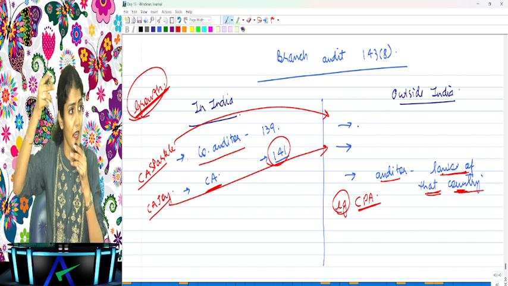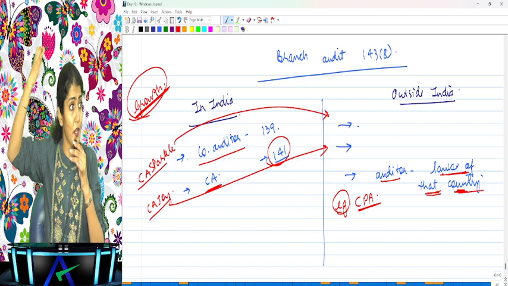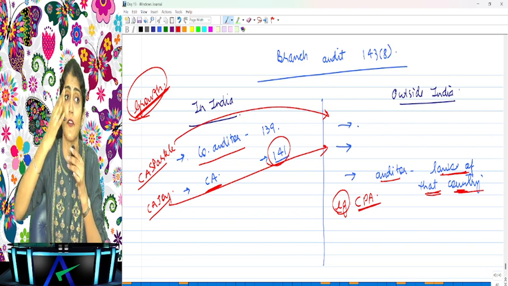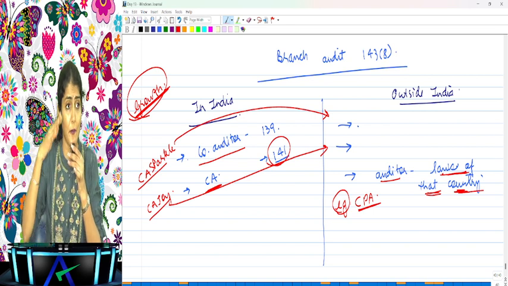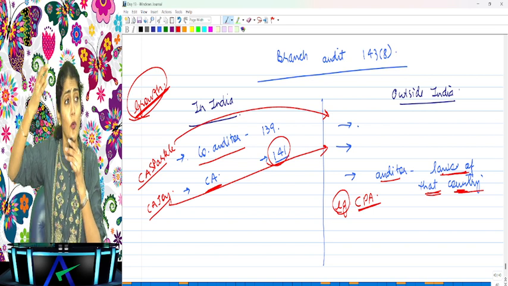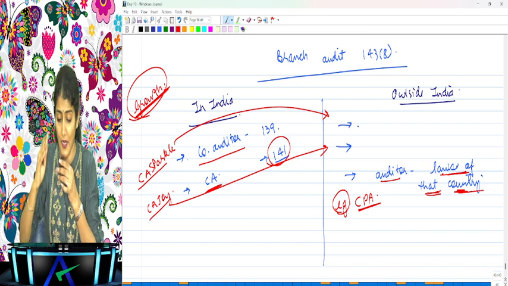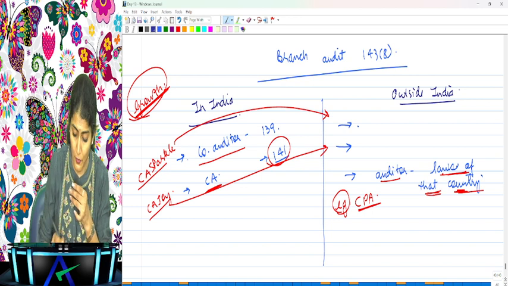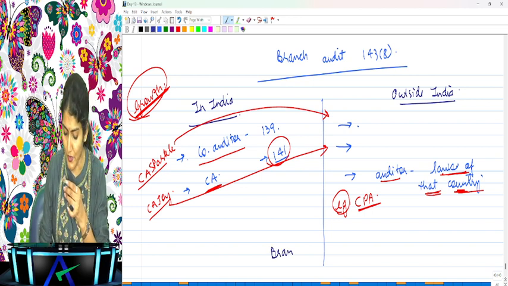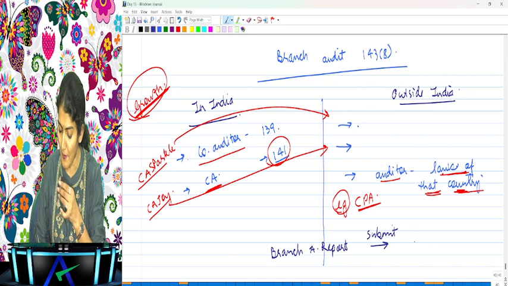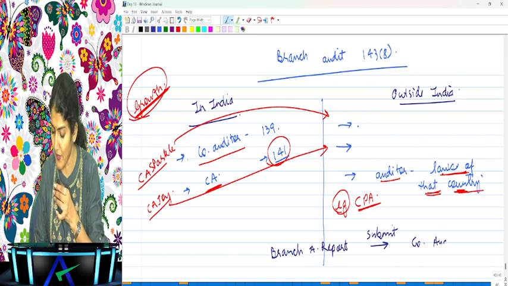So if the branch is in the US, then who can do the audit of that branch? Even the American CPA can do the audit of that particular branch. Say the branch is in Germany, so whosoever is the German CA can also do the audit of that German branch. And branch auditor, to whom does he submit his report? Branch auditor submits his report to the company auditor.